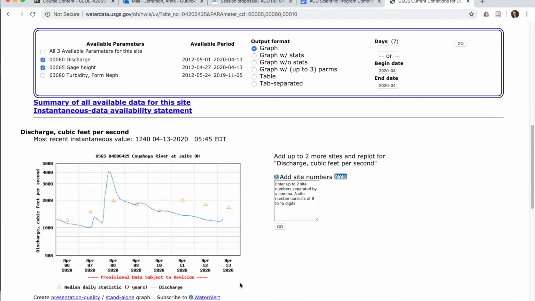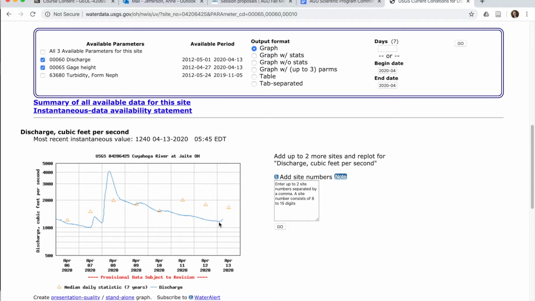Okay, so this is discharge. Notice that we are looking at US government data, so it's going to be English units, cubic feet per second. And our most recent value that the gauge has reported out is 1,240 cubic feet per second. And here's what time it was. Yes, it's very early in the morning. And we can see the discharge data for the last 7 days here.